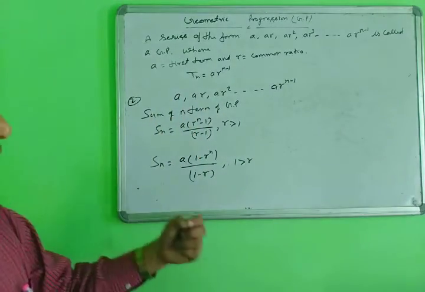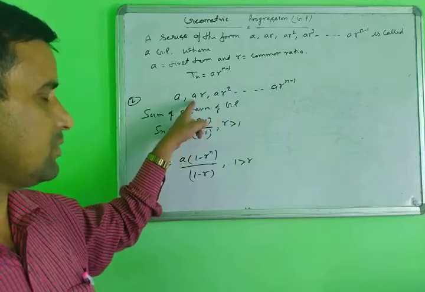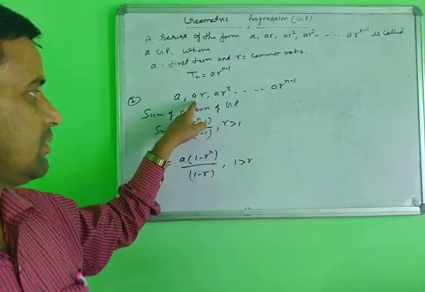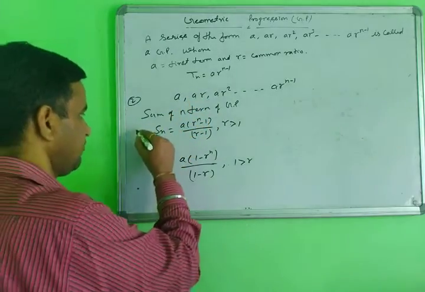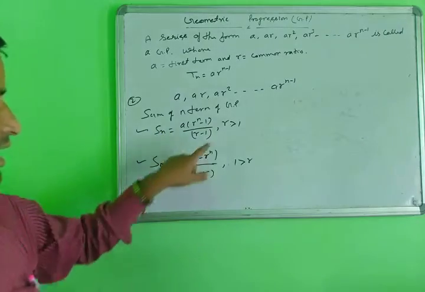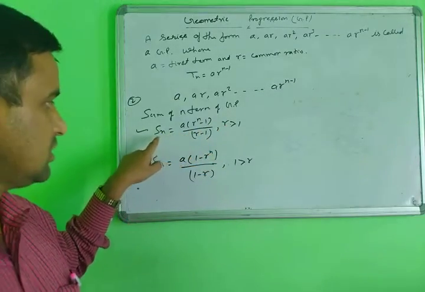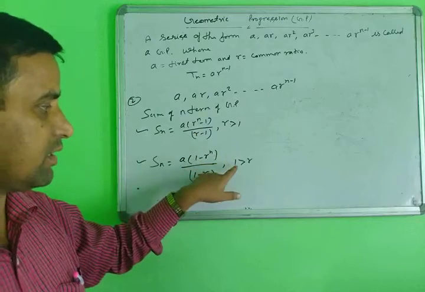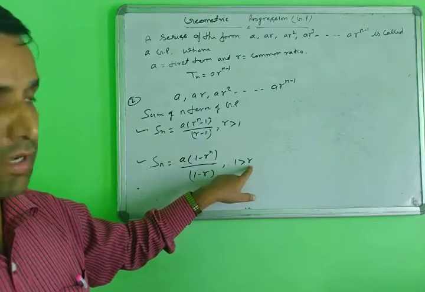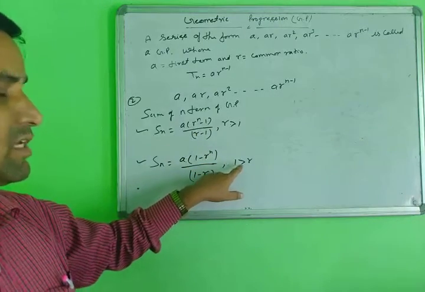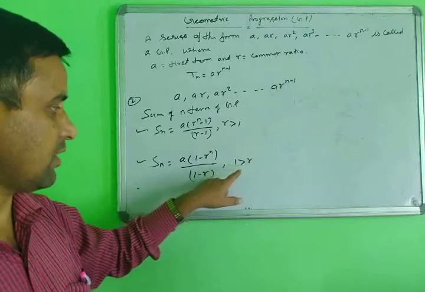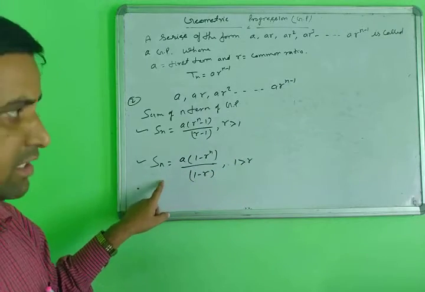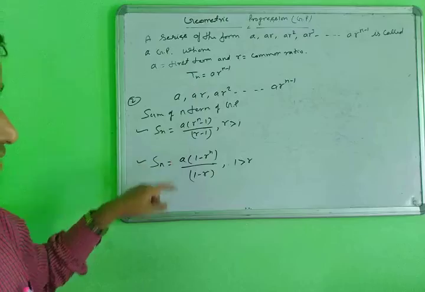What is the value of R, the common ratio of the GP? This depends on which formula of Sn you use, the first or the second. When R is greater than 1, you will be using the first identity. When 1 is greater and R is smaller, that means the value of R is less than 1, then you will be using the second identity. Don't use the first identity.